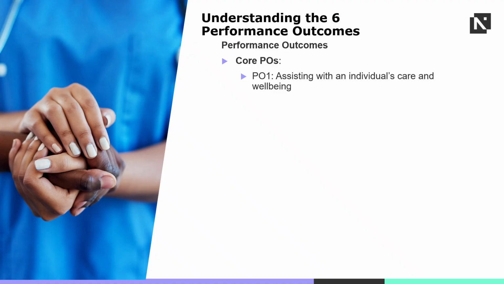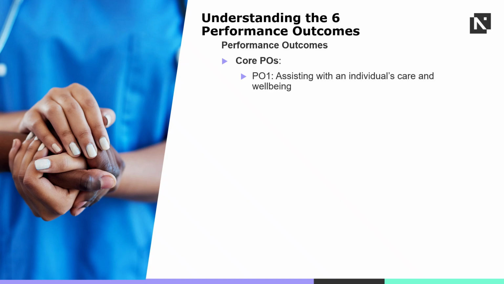The performance outcomes are the bedrock of the occupational specialism. Everything you teach in Year 2 and everything your learners are assessed on comes back to these outcomes. So what are they? First, let's look at the 3 core performance outcomes which all learners must complete. Performance outcome 1, assisting with an individual's care and well-being. This might involve tasks like helping with mobility, hygiene, nutrition or emotional support.